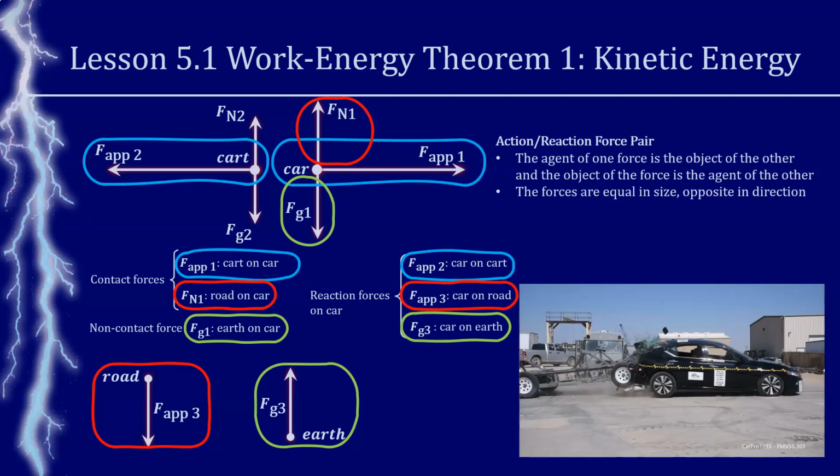Notice that I had to draw a separate free body diagram for each of the reaction forces because there are two objects that are interacting here. And when I have objects that are interacting, I need to draw separate free body diagrams. I can't include more than one object in a single free body diagram. That is still true even now that we're dealing with Newton's third law of motion.